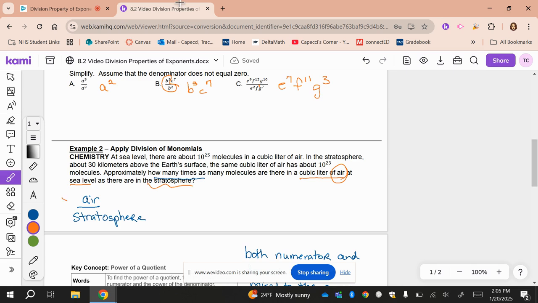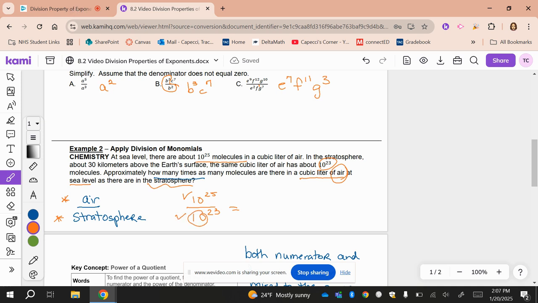So the first one that we have listed is the air. So we know that's going to be our numerator, and it's comparing that to the molecules in the stratosphere. So in the air, we were told it was 10 to the 25th, right there. And in the stratosphere, we were told it was 10 to the 23rd. Now, in a word problem, when I'm asked to compare, I'm going to divide. So the first one that's listed, air, is on the top, and the stratosphere is on the bottom.